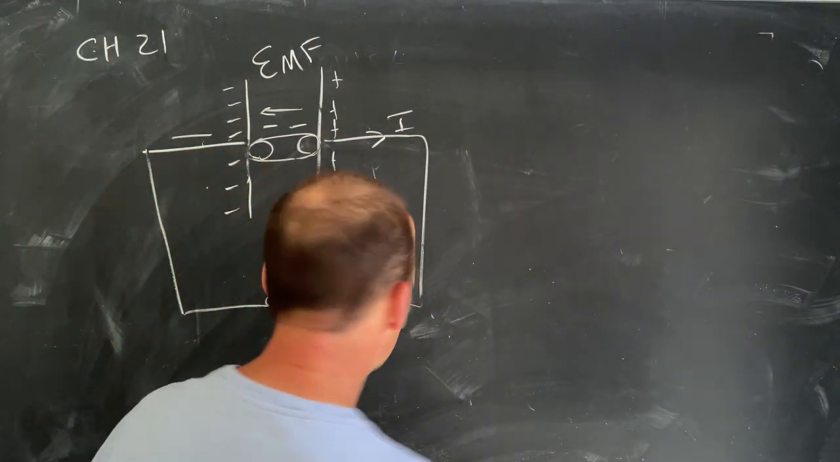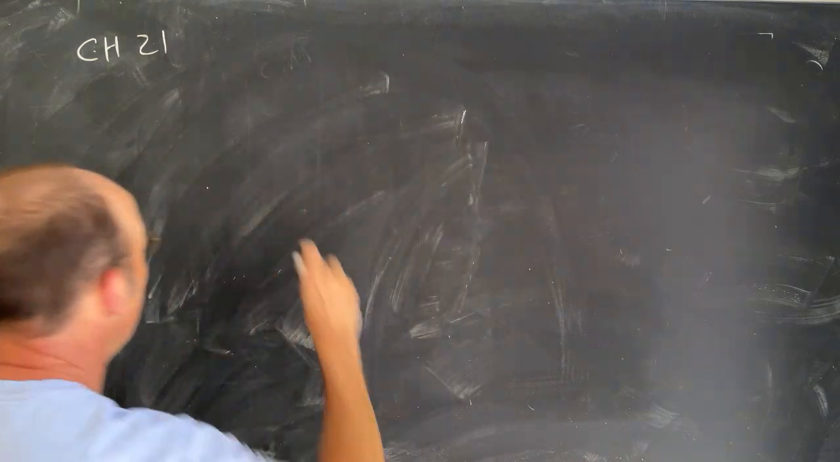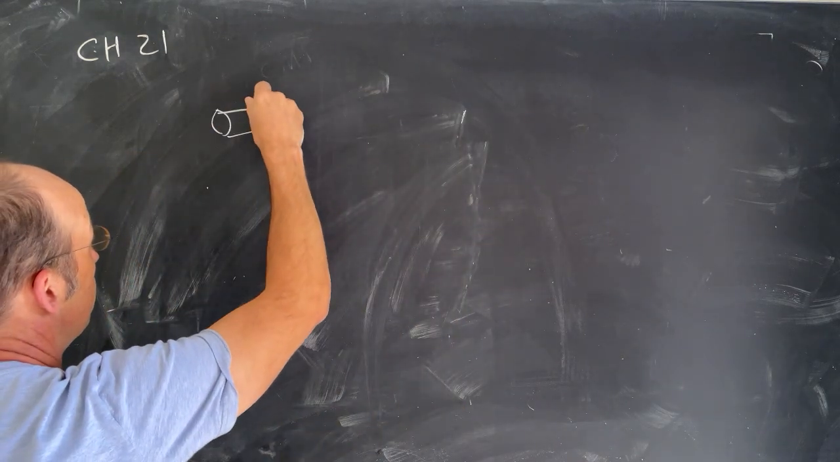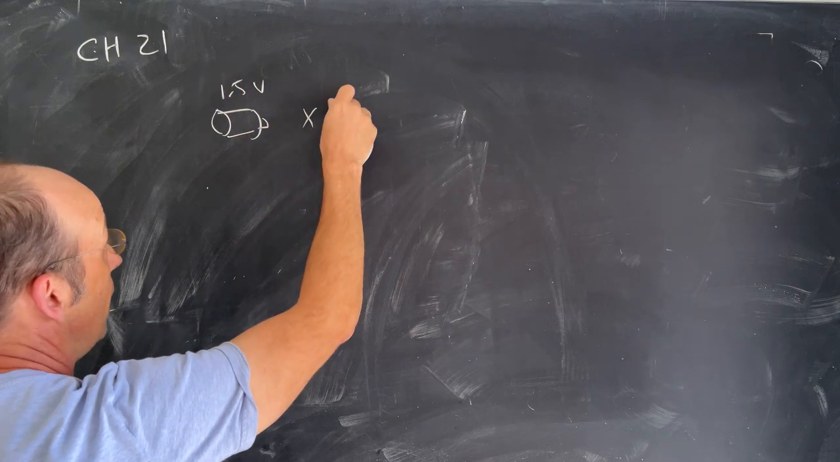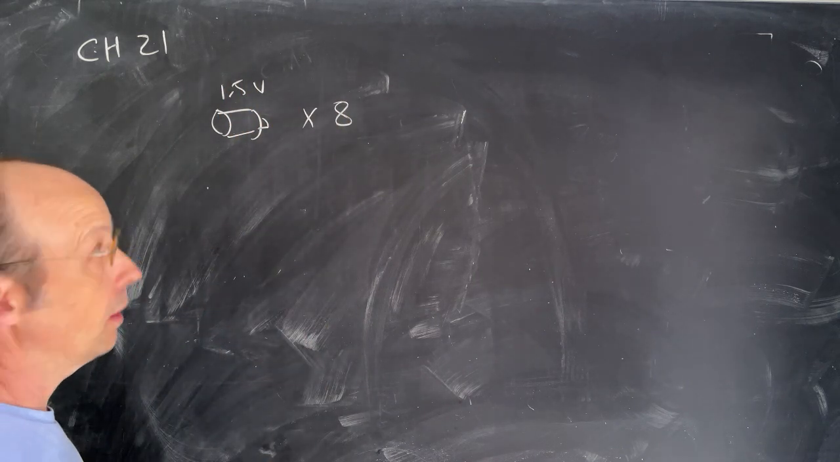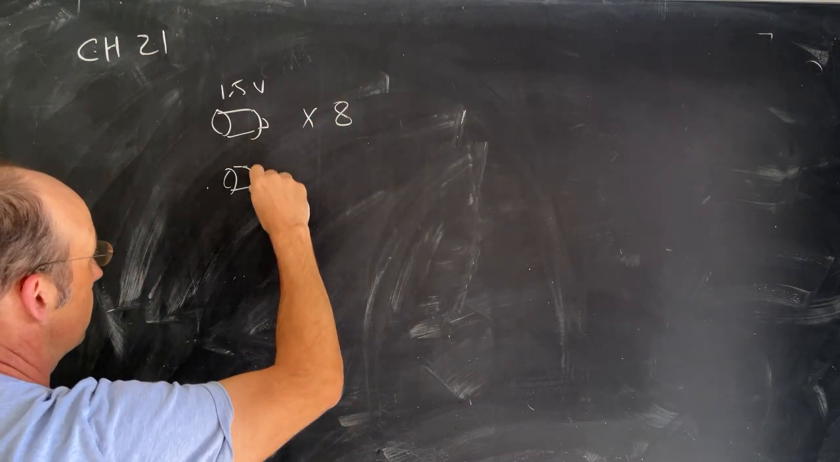Now, let's address the next question. Very important. If I have a D-cell battery, 1.5 volts, and then I take 8 of those, and I put them in series, it would be like this.